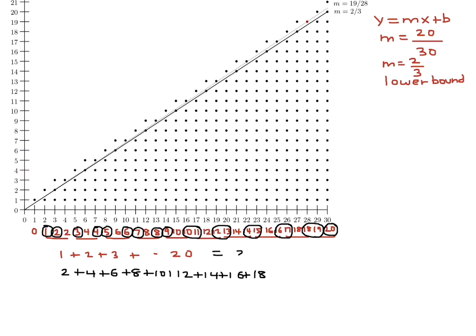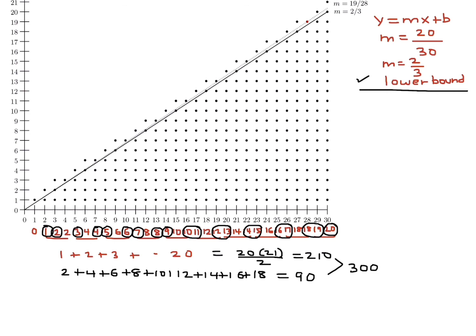So the sum from 1 to 20, well, that's just 20 times 21 divided by 2, and that's 210. And then these ones, you can easily manually add them up. And when you do, that's 90. So 210 plus 90 is indeed 300. So indeed, when we drew the line with m equal to 2/3, we got exactly 300 points below that line. Okay, so we're convinced that the lower bound is correct.